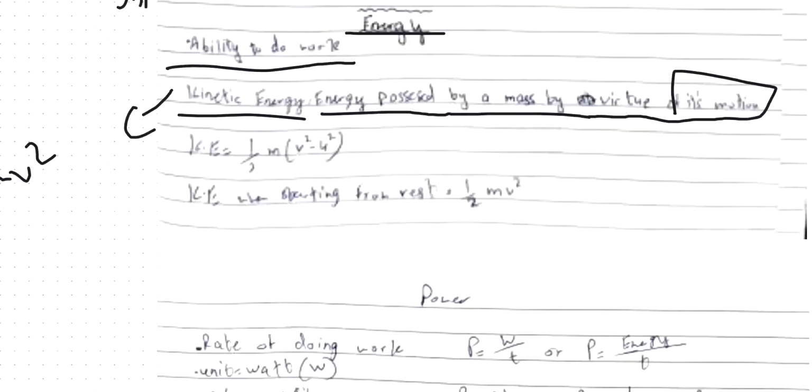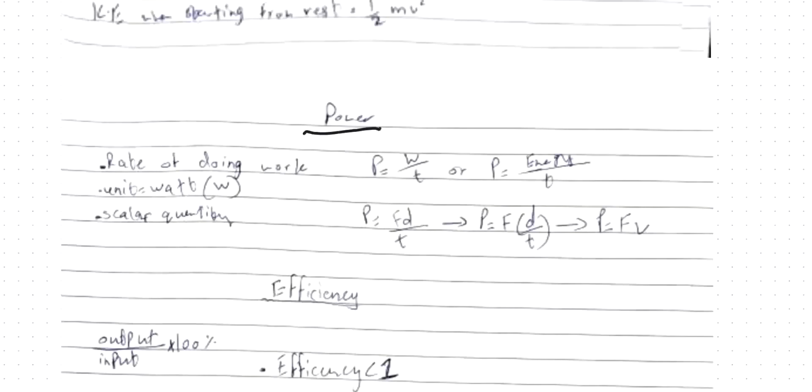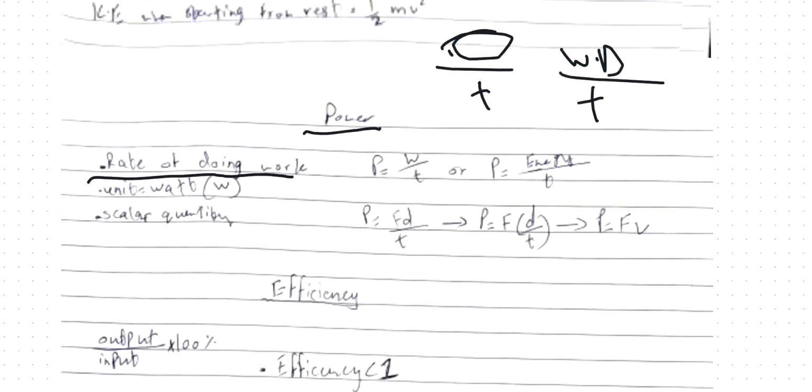So moving on to power, finally. Power is the rate of doing work. Rate means some value divided by time. So rate of doing work would simply mean work done over time taken. And I can replace work done with energy as well, because energy and work done both have the same SI base unit. So the formula for power can be energy over time as well.